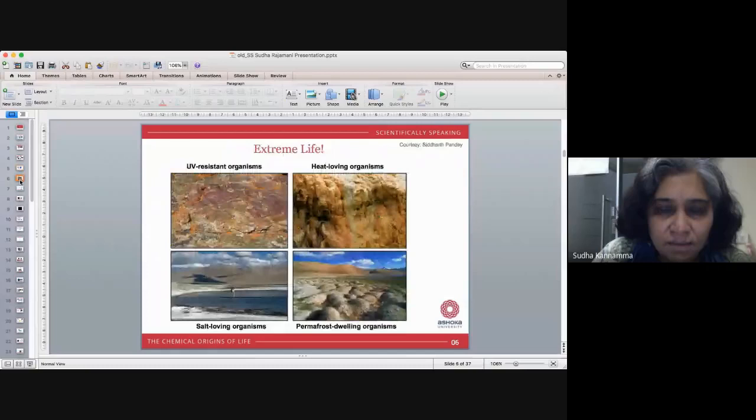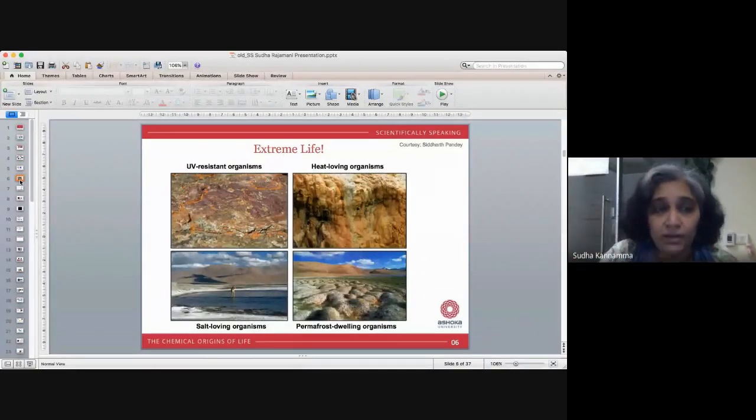So then the question is to ask, and one more thing, all these unicellular organisms, which are thought to have been one of the earliest forms of life that came about on Earth, have been able to colonize every single niche that you can think of on Earth, right? You have UV resistant organisms, you have heat loving organisms, hyperthermophiles or thermophiles, you have salt loving organisms, halophiles. This amount of salt will kill you and me. We cannot drink salt water, for the simple reason that our cells will not tolerate that amount of salt. Permafrost dwelling organisms that love low temperatures.